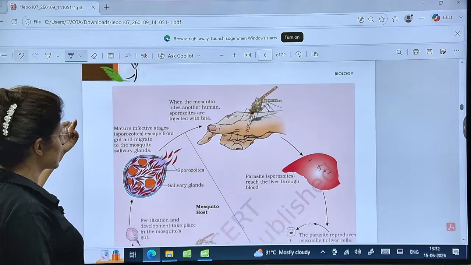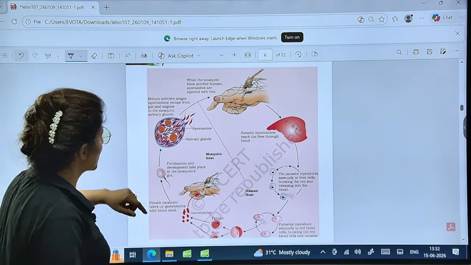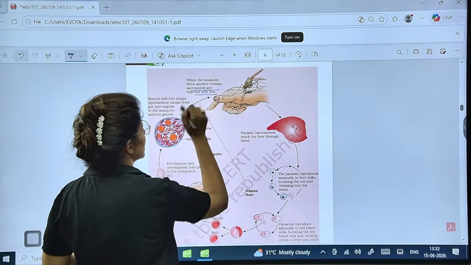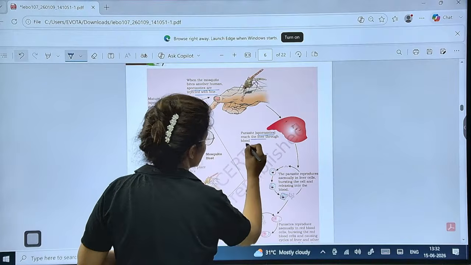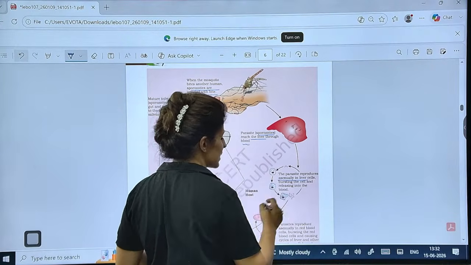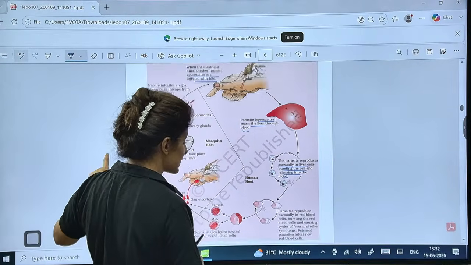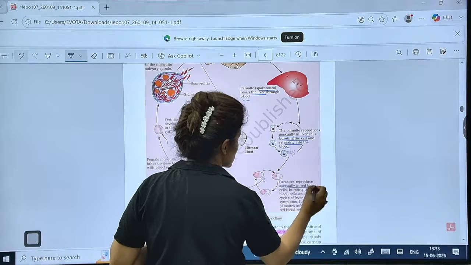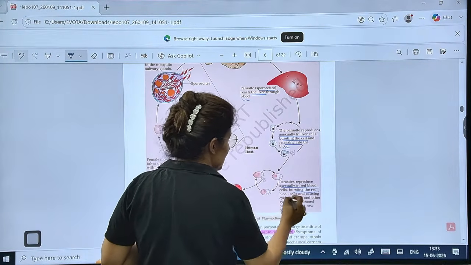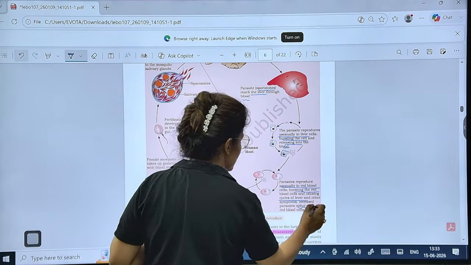Is that clear? So this is the cycle. So it starts from here. Mosquito bites another human, sporozoites injected with the bite. Sporozoites reach the liver through the blood, and this is where the parasite reproduces asexually in the liver cells, bursting cells and releasing them into the blood. From the blood, guys, the parasites reproduce asexually. Second reproduction occurs in RBCs. When they burst the RBCs, then the cycle of fever sets in. Is that clear? And it also infects the new RBCs.